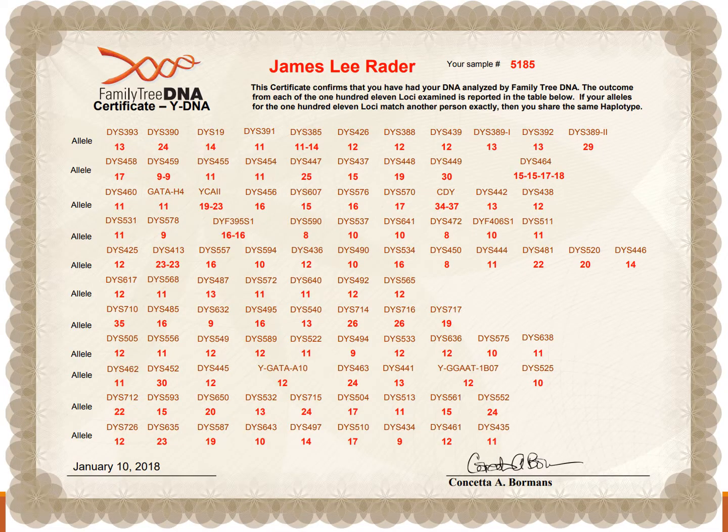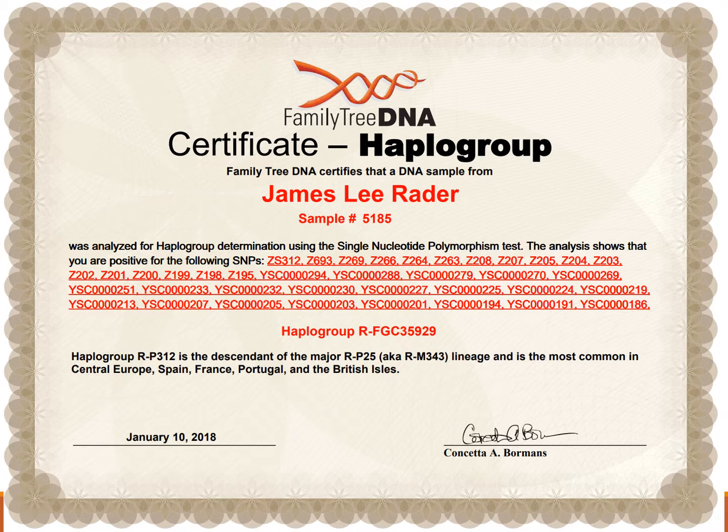For example, here's my certificate that shows the values that were returned for the 111 marker test. And you'll see it looks crowded. It looks like there's a lot of stuff there, but of course there's over 110, being 111 results. Also, there are other reports you can print out. There's a certificate that tells you about your leading SNPs, which haplogroup you belong in, which we'll look at next time we meet.